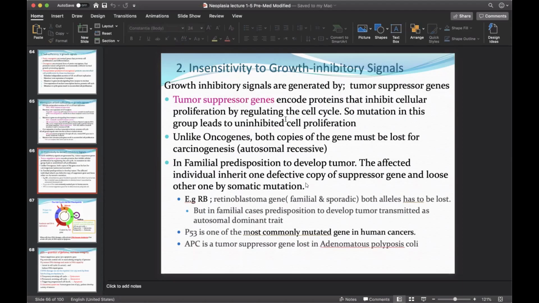Okay, P53 is very important to know about. It's one of the most commonly mutated genes in human cancer, but it is not specific to a particular type of cancer. The other one is the adenomatous polyposis coli APC gene, a tumor suppressor gene lost in colonic adenocarcinoma, especially in those with a disease called familial adenomatous polyposis.